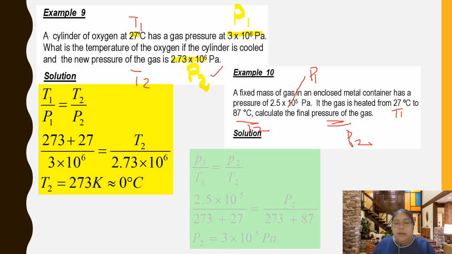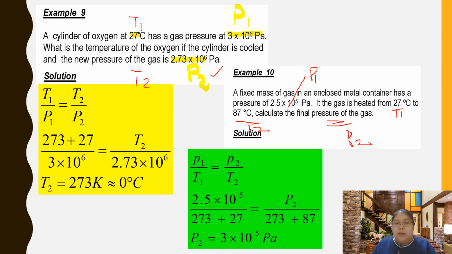So we just apply it. T1 over P1 equals T2 over P2. P1 is 2.5 times 10 to the power of 5. Then T1 is 27 plus 273, which becomes 300. P2 we don't know. The final temperature is 273 plus 87. Now they ask you to calculate the final pressure of the gas. So we get 3 times 10 to the power of 5, and the unit is Pascal.